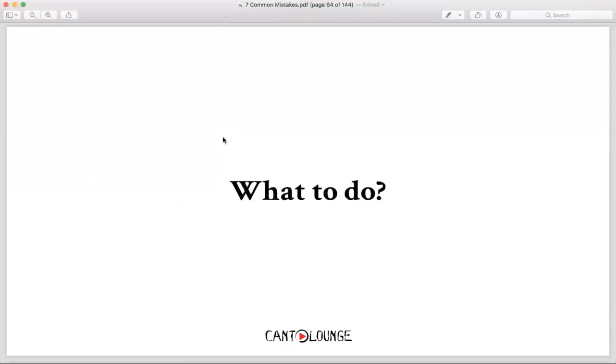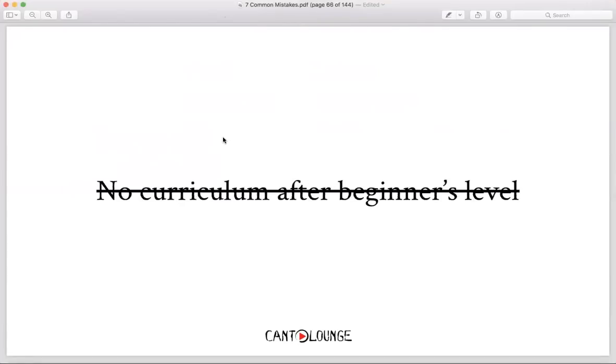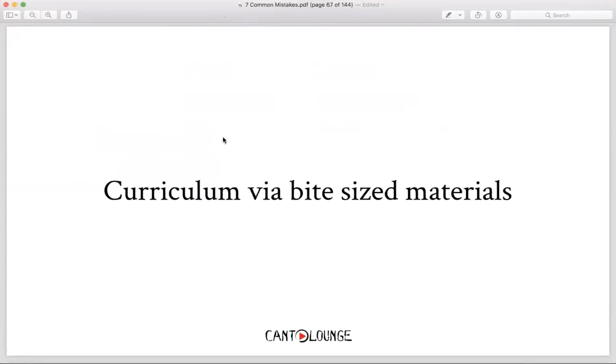Okay, so we've discussed some problems or mistakes that people encounter when learning Cantonese. What can we do about them? Let's go through the list once again. No curriculum after beginner's level. Well, I guess the solution then would be to introduce a curriculum via bite-sized materials.